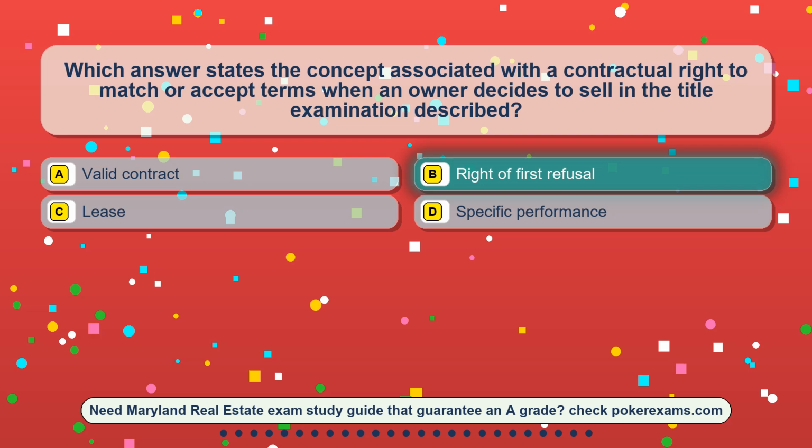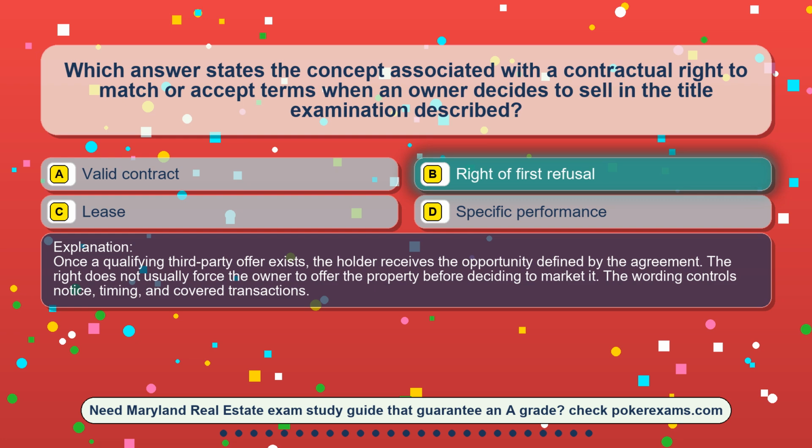The correct answer is option B, right of first refusal. Once a qualifying third-party offer exists, the holder receives the opportunity defined by the agreement. The right does not usually force the owner to offer the property before deciding to market it. The wording controls notice, timing, and covered transactions.